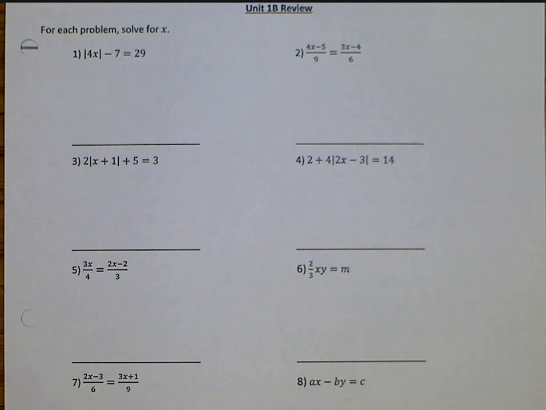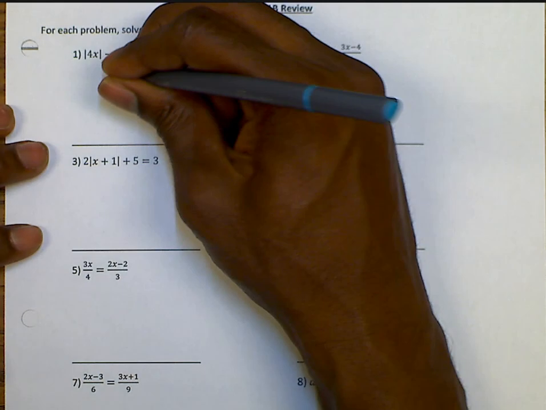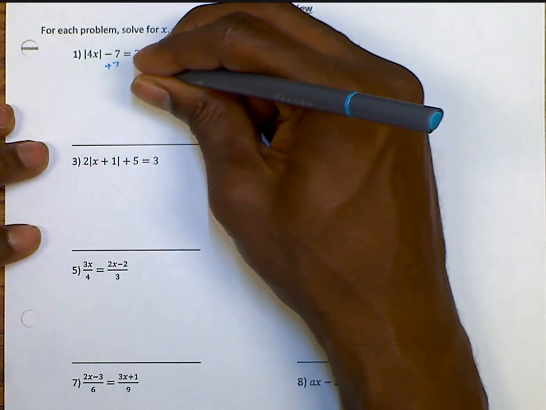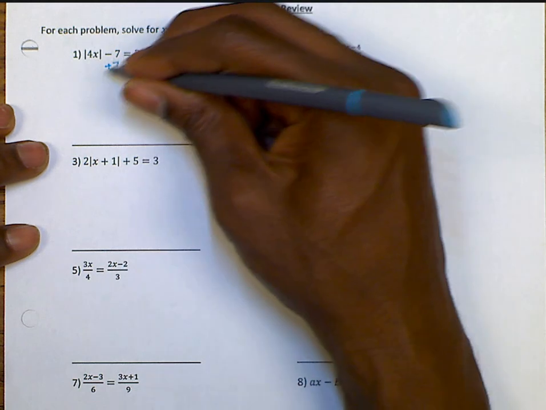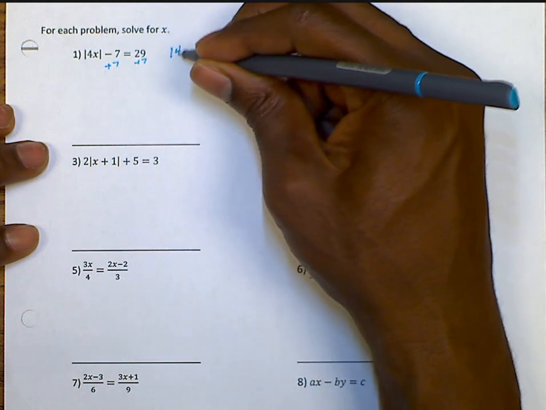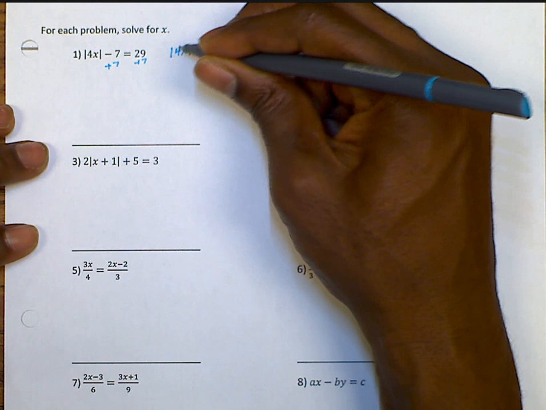So, first problem, we have the absolute value of 4x minus 7 equals 29. Remember, with absolute value problems, we need to get the absolute value by itself first. So I'll add 7 to both sides. I'm going to write it here so I have some space. I have the absolute value of 4x equals 36.